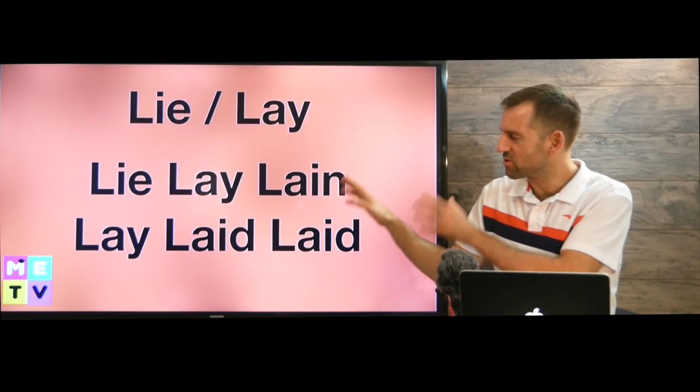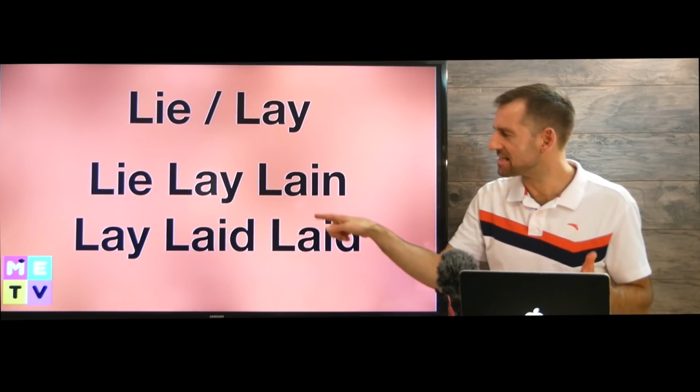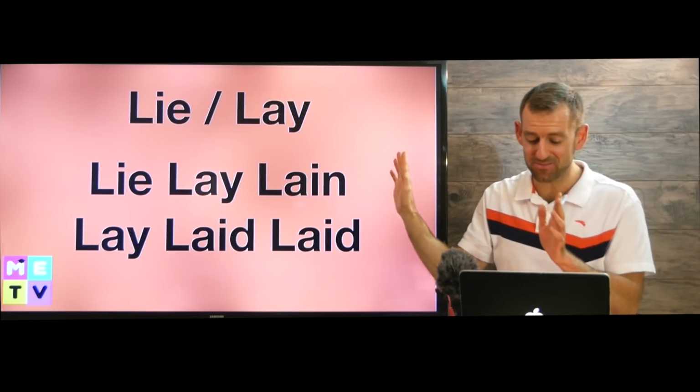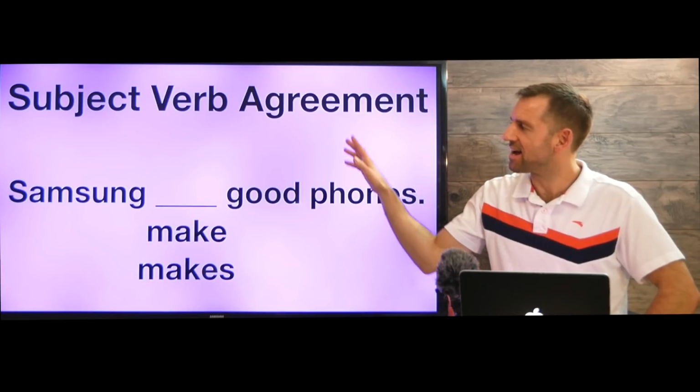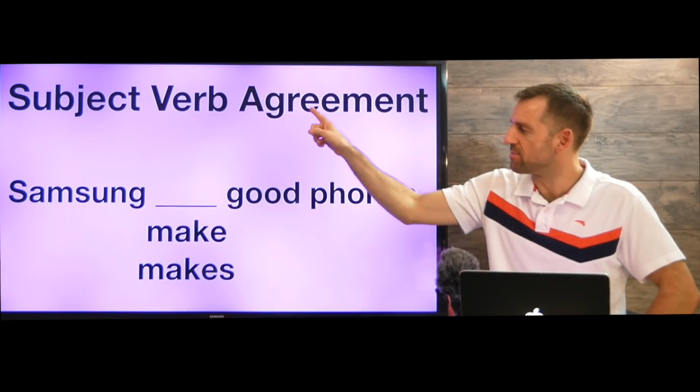Okay, so that's really tricky. Lie, lay, lain, lay, laid, laid. This lay is different than that lay. I don't know who comes up with this stuff. It's really confusing. Okay, another mistake that native English speakers make quite often is subject-verb agreement.